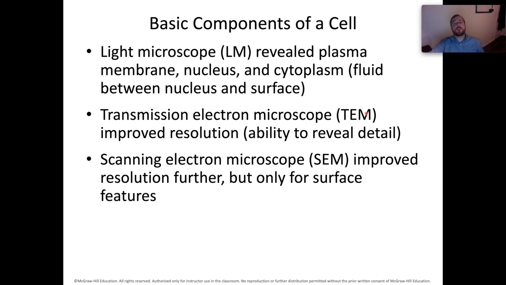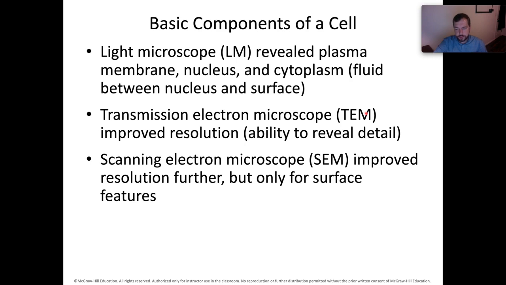So light microscopes are used most frequently, and you'll see those. If you're on campus and you're in the lab, you'll see light microscopes. And you can reveal the very basic components of a cell. Usually it's plasma membrane, its nucleus, and its cytoplasm. And then you have to have something like an electron microscope to improve resolution and see more details.